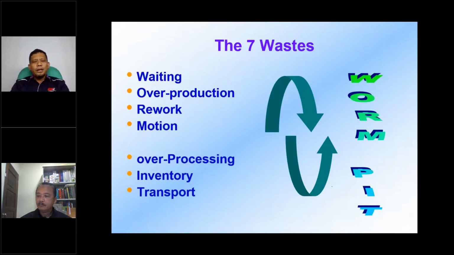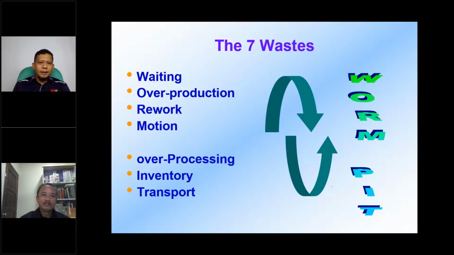All right. So in short, basically I use a short form of WORMPIT. Okay, lubang cacing. Lubang cacing because to memorize is much easier. Worm: W, waiting, overproduction, rework, motion. P is actually for over processing, but I cannot put O, it will not become a hole, not become pit. And then inventory and also transport.